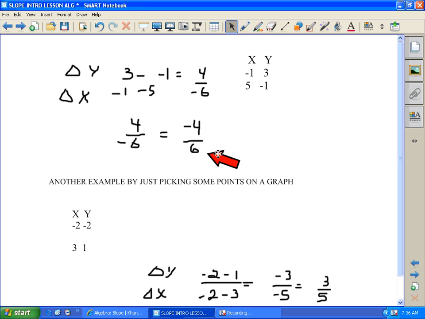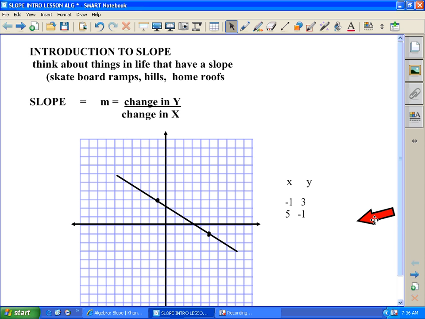I want to go back to the graph now and show you how this relates to the graph that we just drew. So let's go back to the other page. And we just said it was negative 4 over 6. Well, let's go down 4. Here's our first point. Let's go down 4. 1, 2, 3, 4. And we're going down, so think of the negative 4 down. And then we said 6 over, or going to the right. 1, 2, 3, 4, 5, 6. There's our slope, negative 4 over 6.